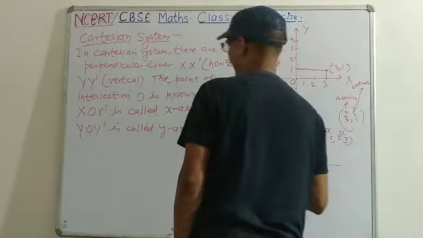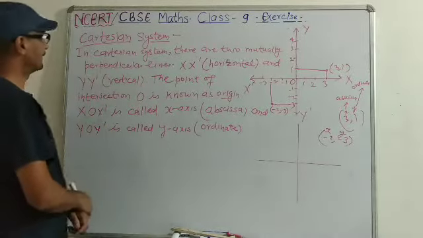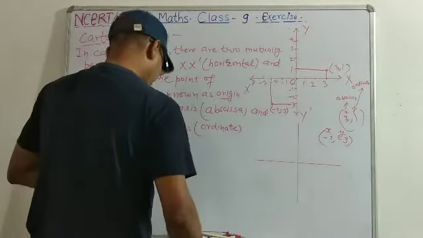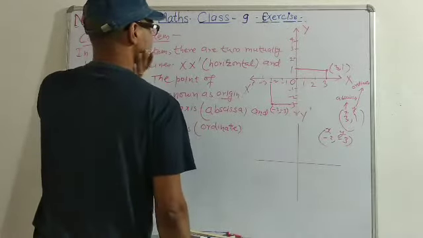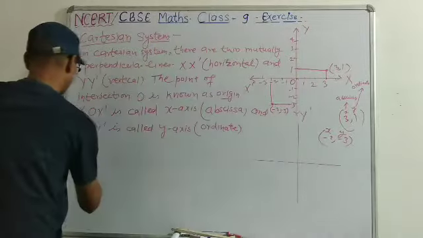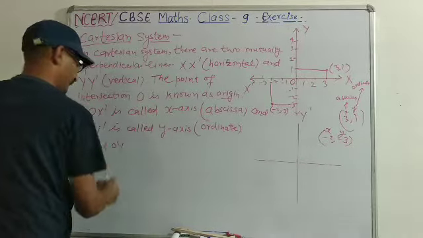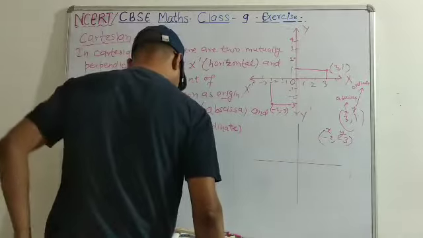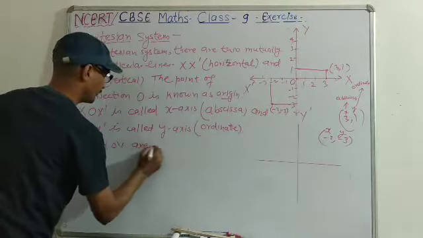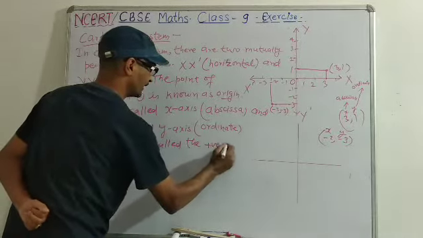So these are some important terms in the Cartesian system; you should memorize them. Also OX and OY are known as the positive direction.